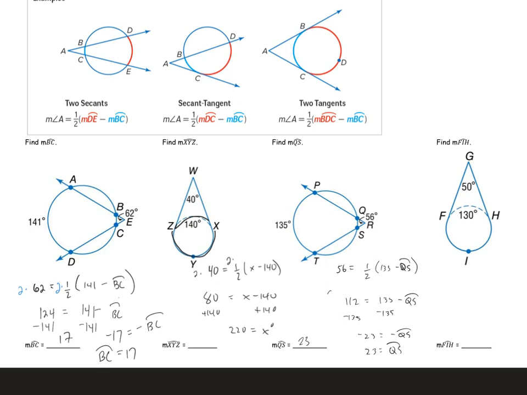And lastly, again, I need to find the measure of arc FIH. I could use that formula. So 360 minus 130, that is going to be 230.